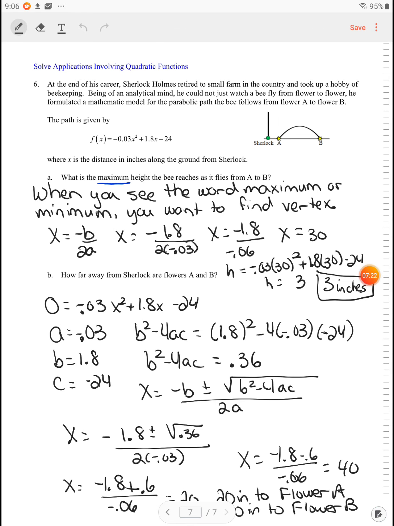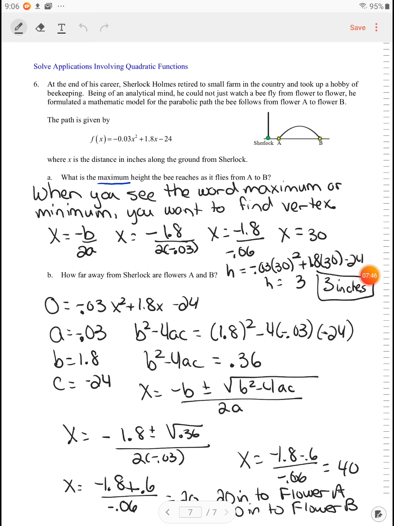A is -0.03, b is 1.8, and make sure you have -b over 2a, or the opposite of b over 2a, and you get x equal 30. If we're talking about time or distance, the value has to be a positive number, so I can check myself there. Take 30 and plug it in, you get 3.